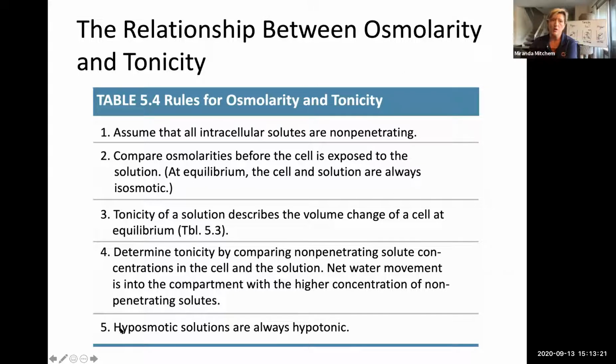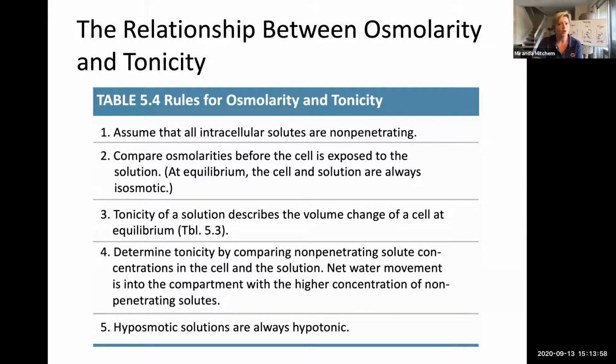So a hypoosmotic solution will always be hypotonic. So those always hold true. But everything else, you've got to look at your concentrations of solute prior to osmosis, and then you look at it after. So essentially, the rule of thumb here is osmolarity is assessed prior to exposure to water, where tonicity is after, right? Because tonicity is the change in cell volume due to the relative distribution or concentration of non-penetrating solutes. I know that's a lot.